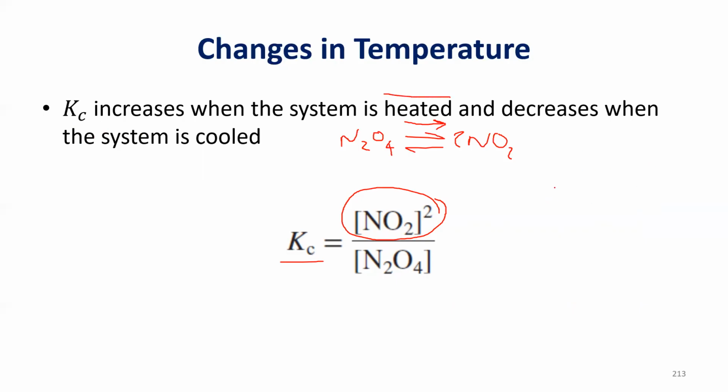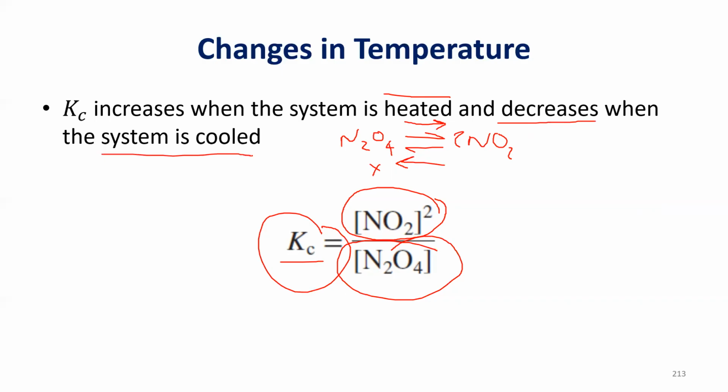Now, when you consider the case when you reduce the temperature of the system, that is, you're cooling the system, it will favor the reverse reaction. Meaning now that the denominator here becomes large because this reverse reaction is favored. So when the denominator becomes large, it means that Kc is going to become small. So that's why we're saying that Kc decreases when the system is cooled.